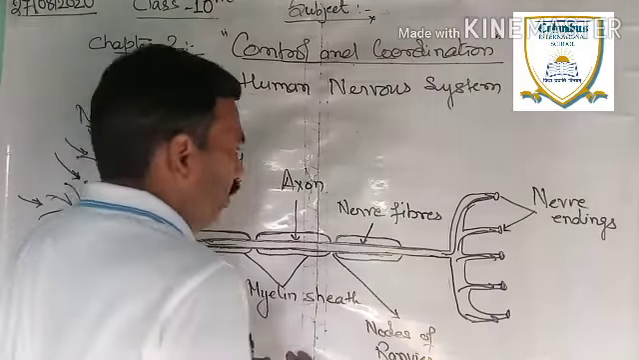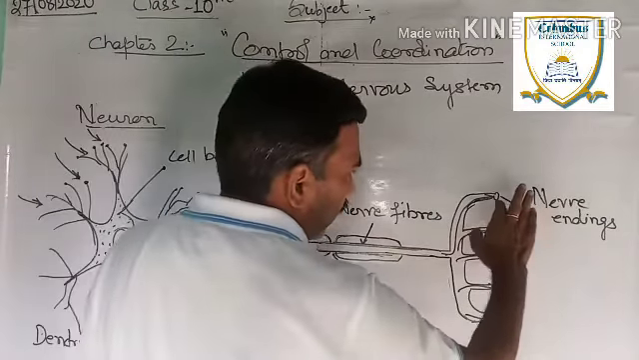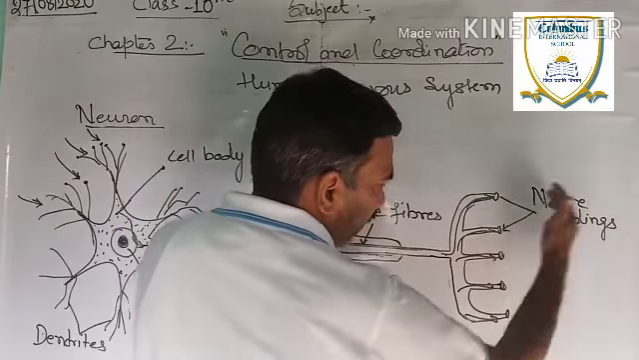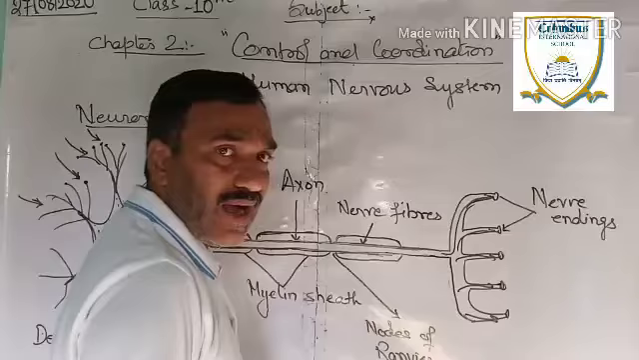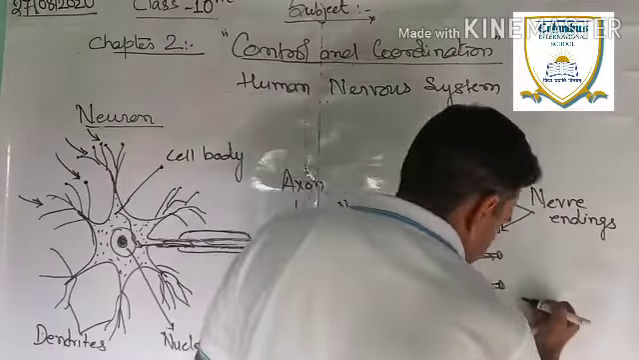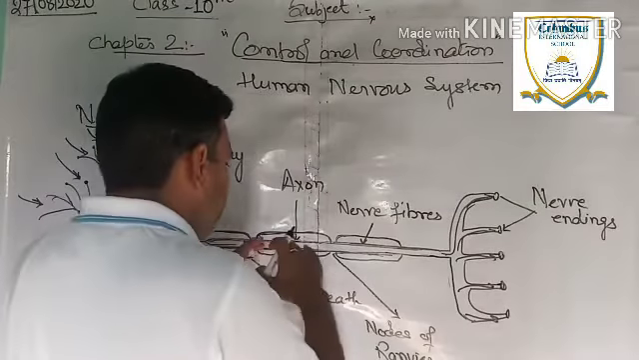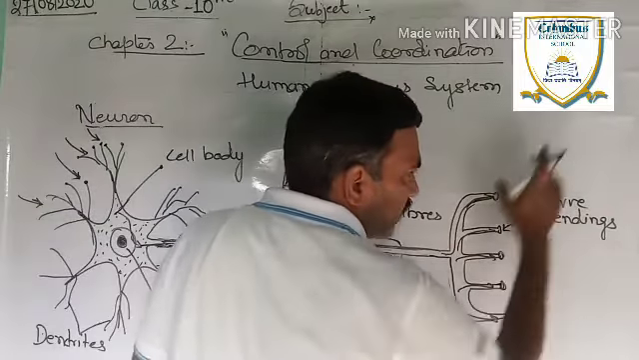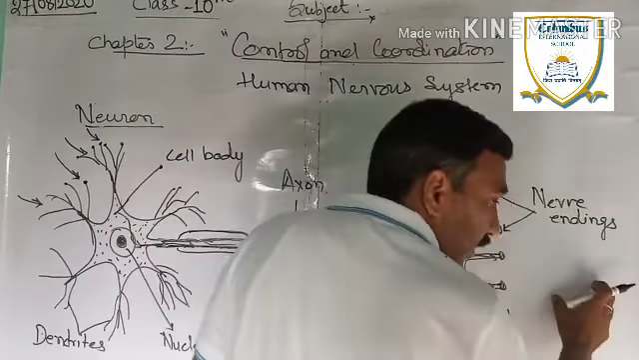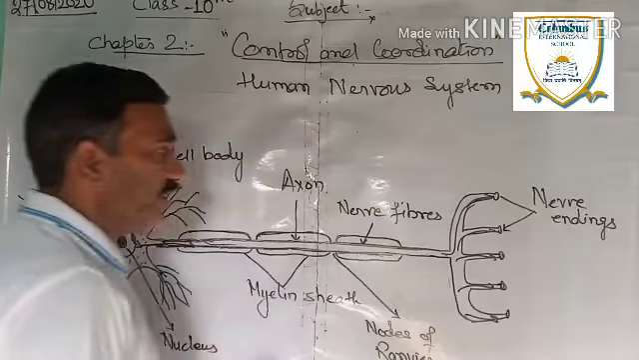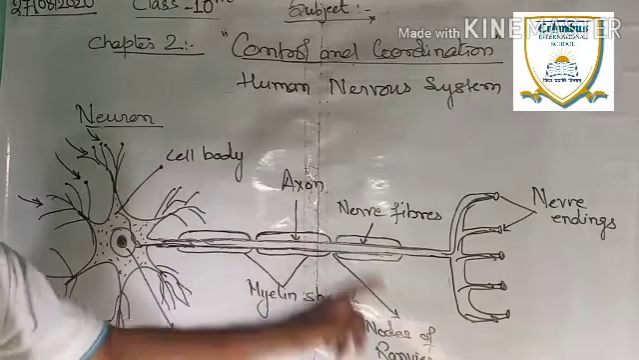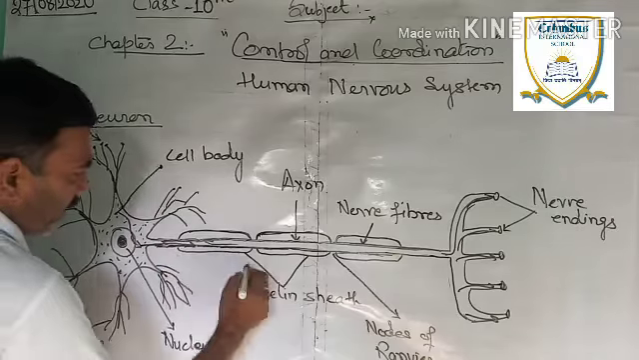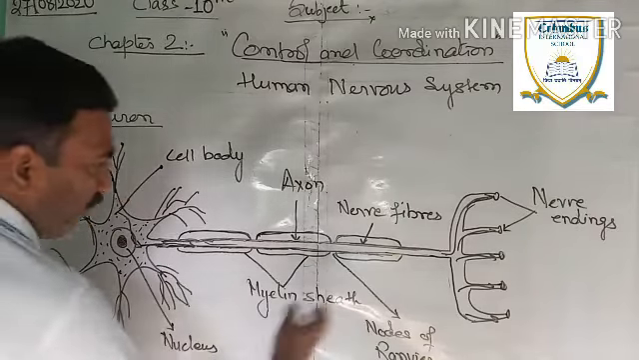So this is one neuron. It is finishing here at the end by nerve endings, and the dendrites of another nerve are connected here. Now the impulse passes through this axon, reaches the nerve endings, and it is given to another neuron, which is received by the nerve ending of that neuron. Got it? Now, what is the function of this myelin sheath or the nodes of Ranvier?